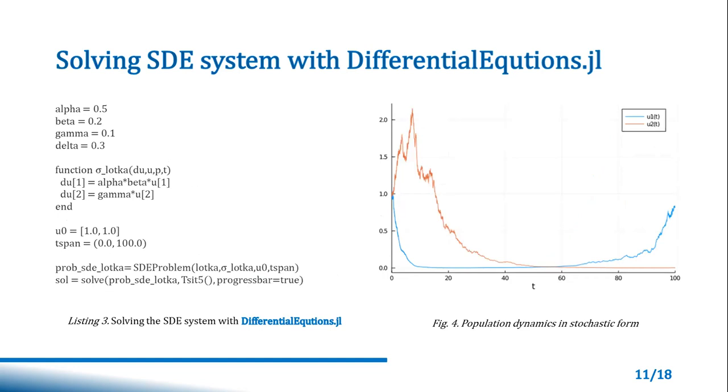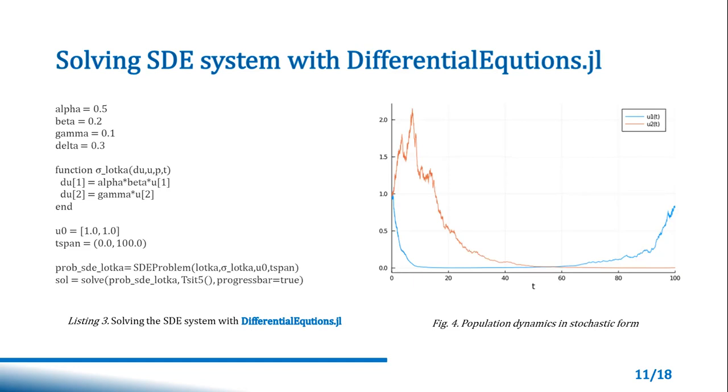Solving an SDE system looks the same, but we define the function sigma lotka, which corresponds to the stochastic part in our stochastic equation system, and we define an SDEProblem for solving, and the next steps look the same. The graph of population dynamics in stochastic form is presented in the slide.